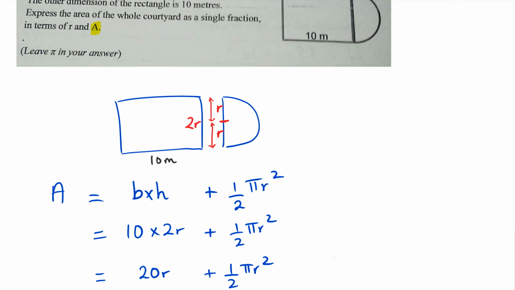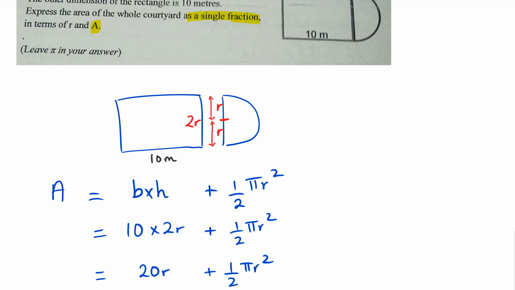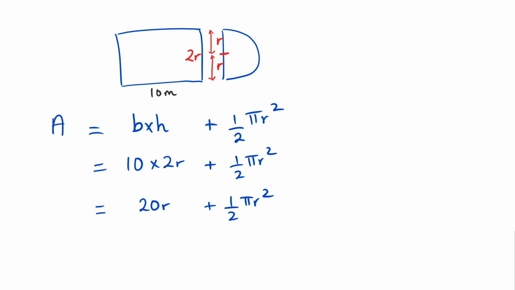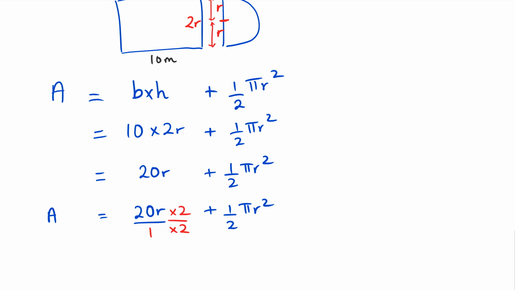Now, if you remember, the question is asking us to give the answer as a single fraction. Because it's a single fraction, I need to combine this together. So what I'm going to do to the 20r is give it a denominator of 2. Remember that 20r does have a denominator right now, and that denominator is 1, but we just don't write it. If we want to convert that 1 into 2, we've got to multiply the denominator by 2, but we also have to multiply the numerator by 2. So when we do this, we end up with 40r over 2 plus a half pi r squared.